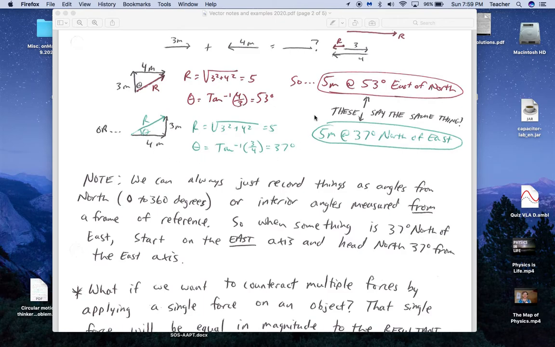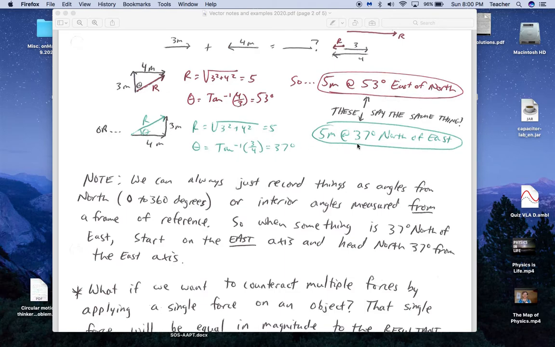So in this case, when I look at this and I get a 53-degree angle, I'm going from north, but I'm going east from north, or east of north. So my final resultant for this is 5 meters at 53 degrees east of north.